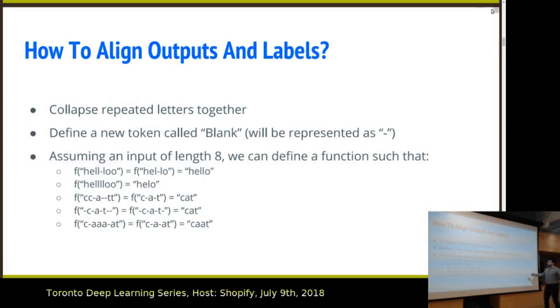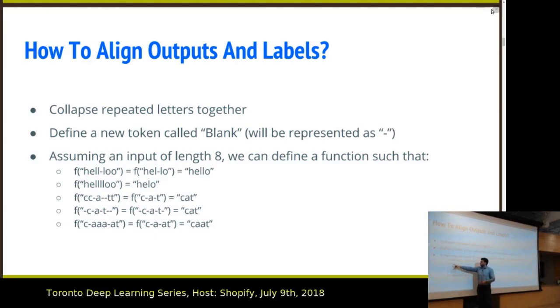Basically, we define a function that allows us to collapse repeated letters together. Just bear with me. We also define a new token called blank, which will be represented as a dash. So for example, if we have an input of length 8, we can define a function such that if I get HEL-LLOO, we could first collapse the repeated letters to get HEL-LO, and then we remove the blank symbol, and then we get hello.